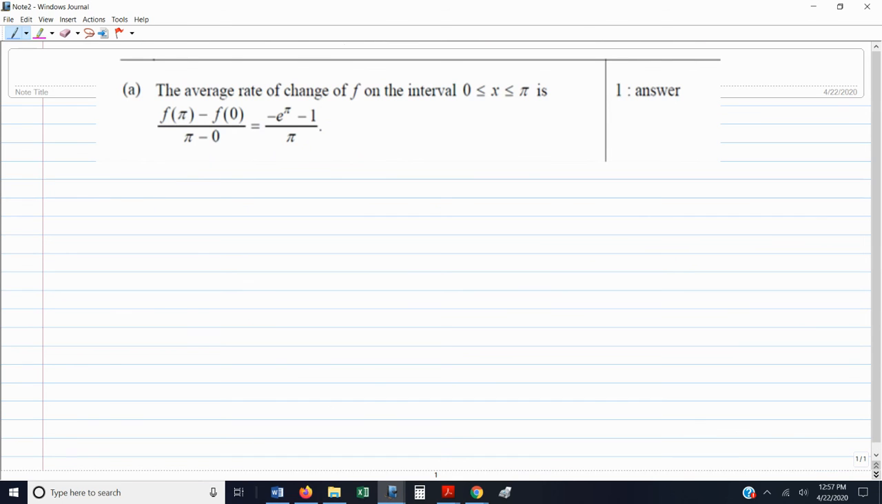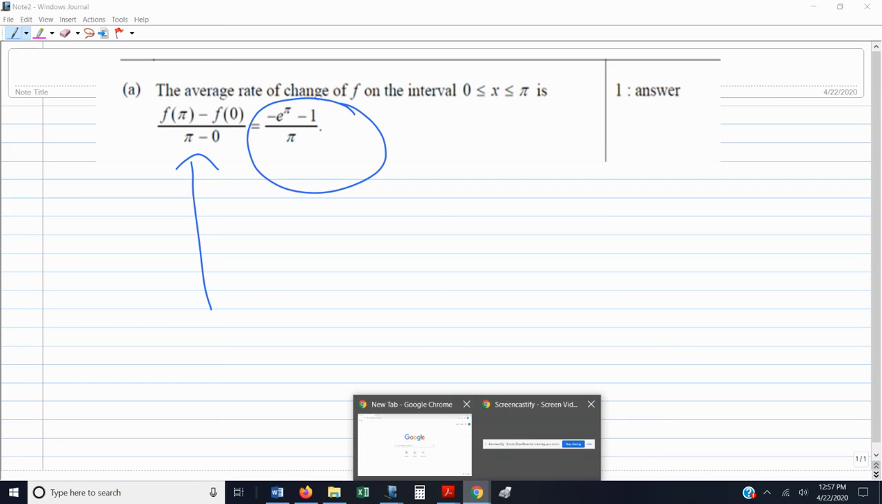So as I said, this is a 1-point question. The average rate of change, the slope between the 2 points. They have some fancy function notation they're using there. You can use it or not use it, whatever. This is all they're going to be looking for. Negative e to the pi minus 1 over pi for that point. Great job.